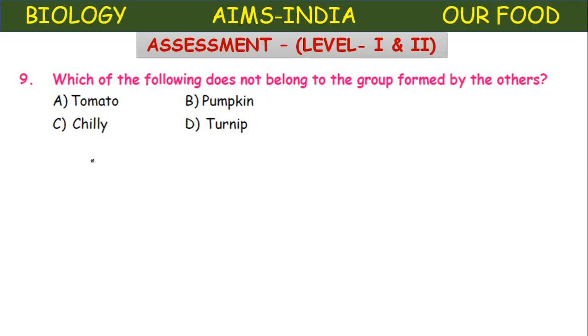Which of the following does not belong to the group formed by the others? Tomato, pumpkin, chili, turnip. It is the turnip. Remaining all fruits, it is the root. Okay.